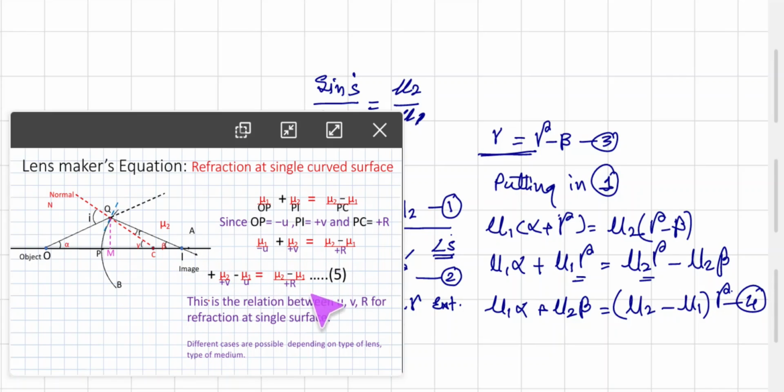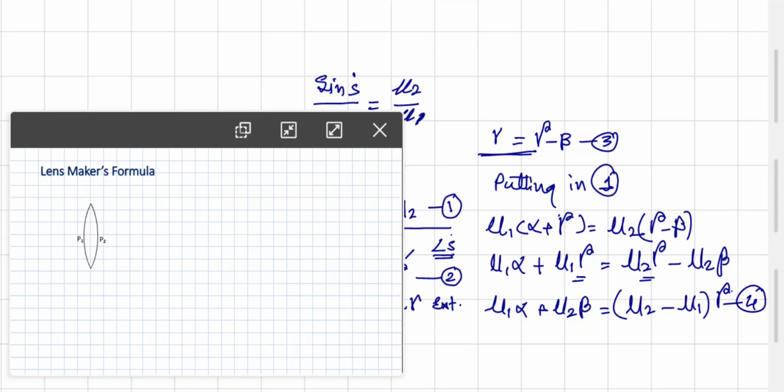Now for getting the final Lensmaker equation, we are going to use this formula. We are going to consider refraction at surface 1 also. Similarly, we are going to find the refraction at the second surface, and the effective result will give us the Lensmaker equation. So here it is, the Lensmaker formula we are now talking about. Now let us consider the Lensmaker formula.